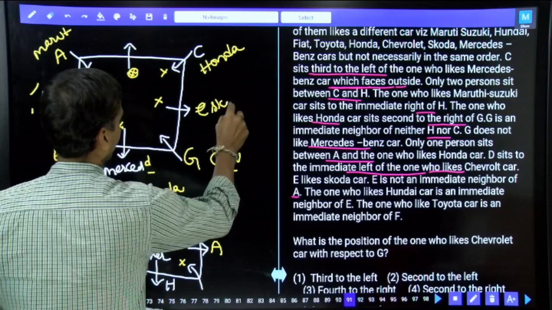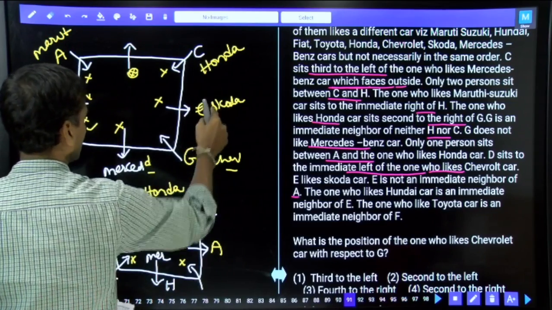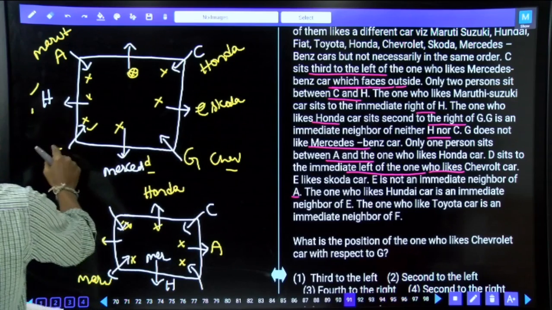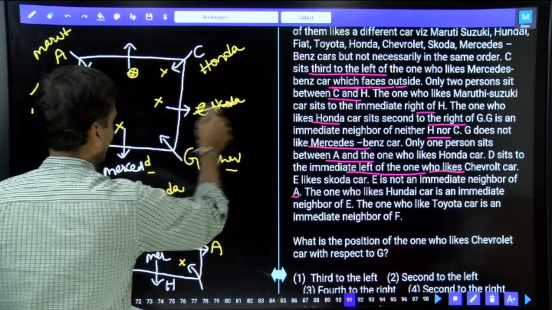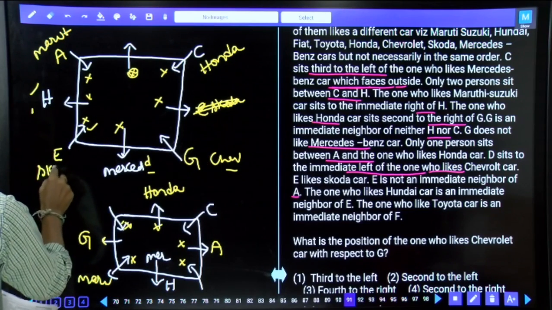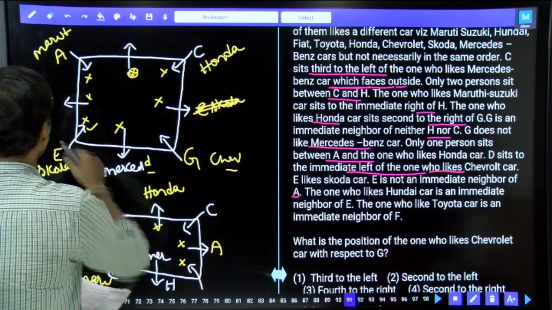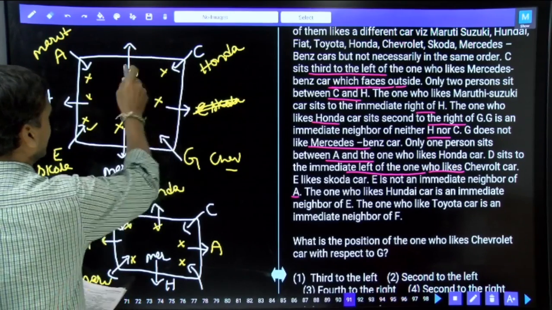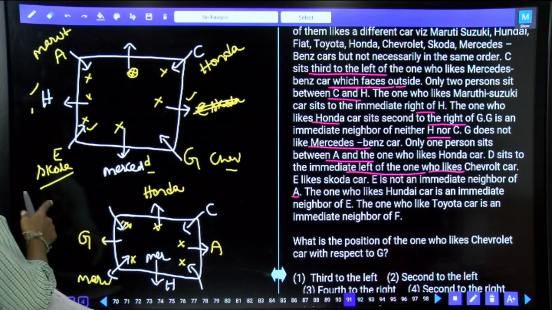E and Skoda. If you take E and Skoda at this place, C Honda, E Skoda, G Chevrolet, D Mercedes. No, sorry, E Skoda will be at this place because we have taken this E. And next one D at this place. And H. We have 2 different possibilities for E, either here or here, out of which first I have taken this one.